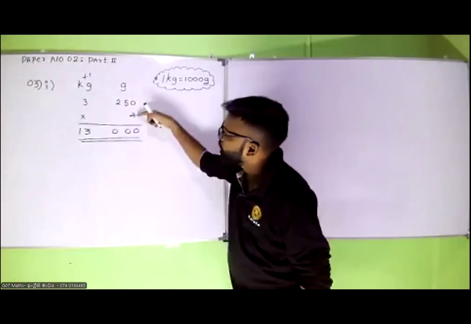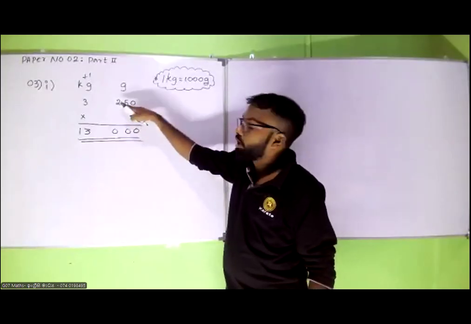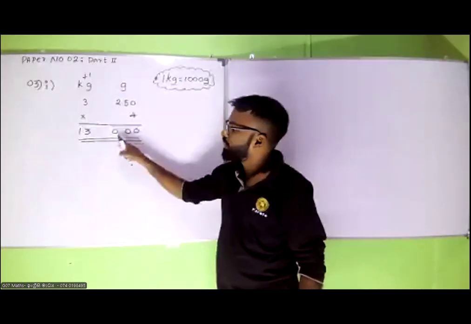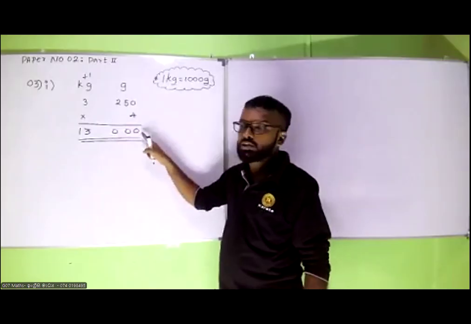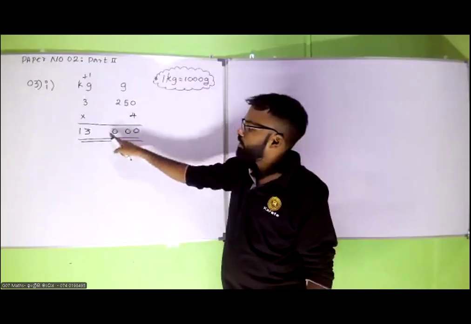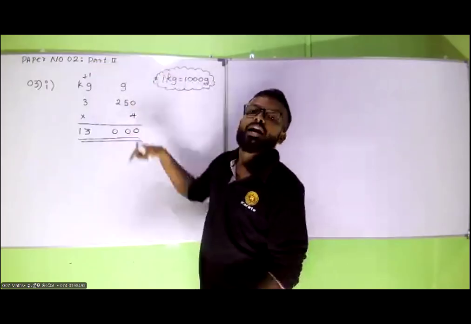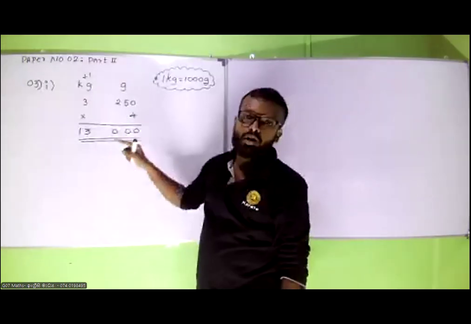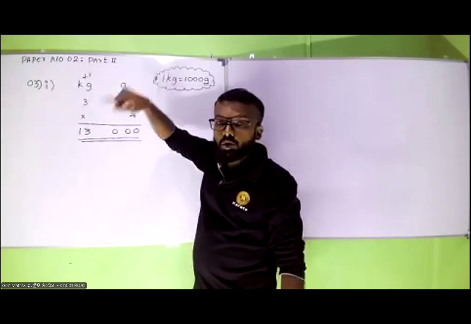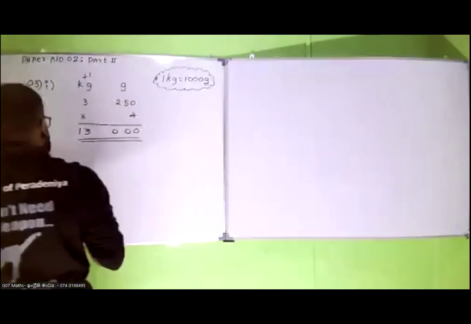4 times 0, 0. 4 times 5, 20. 2 is remaining. Then 4 times 2, 8. 8 plus 2, 10. We cannot keep 10 here because 1,000 grams equals 1 kilogram. So here we have an additional one. We have to take it to our left hand side, which is our kilogram side. So altogether, 4 times 3, 12. 12 plus 1, 13. Completed.